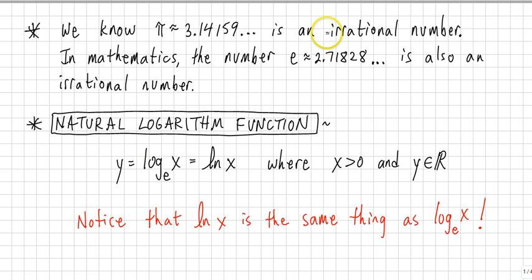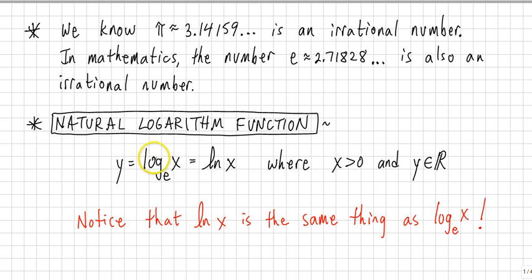Well, e for us right now, we just need to recognize that e is an irrational number that's approximately 2.71828. So e, since it's a positive real number, it can be the base of a log. If this number e is the base of a log, we call that the natural logarithm function. So if the base is e, then we call it a natural log for short.